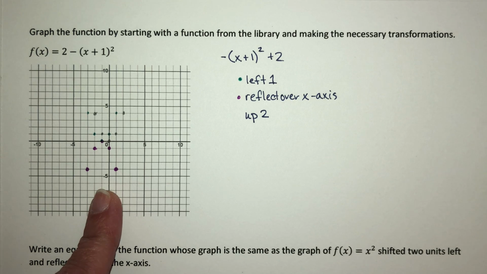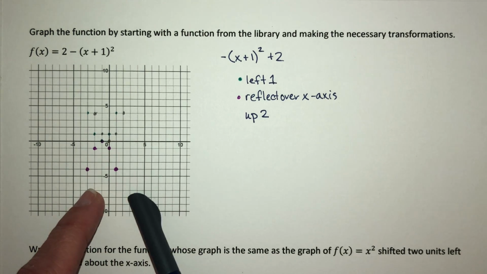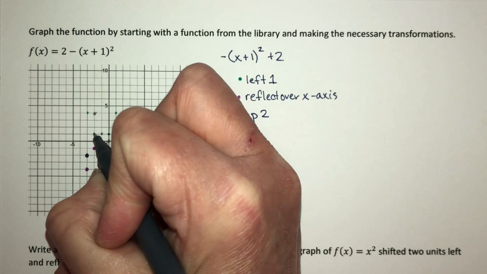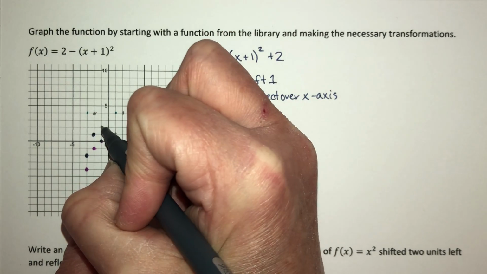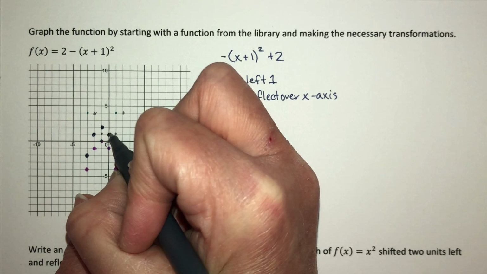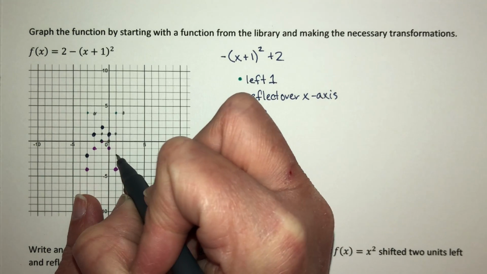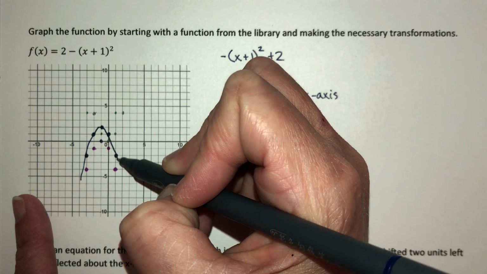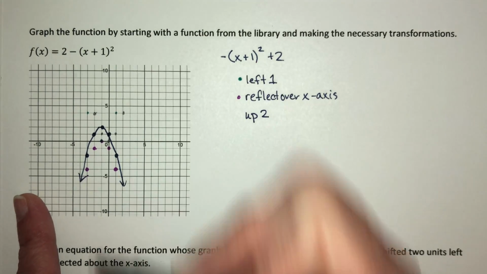And now finally, I take all of these points and I move them each up 2 units. You can see that some of these points were used several times, but your basic graph, doesn't have to be beautiful. It's going to look something like that.